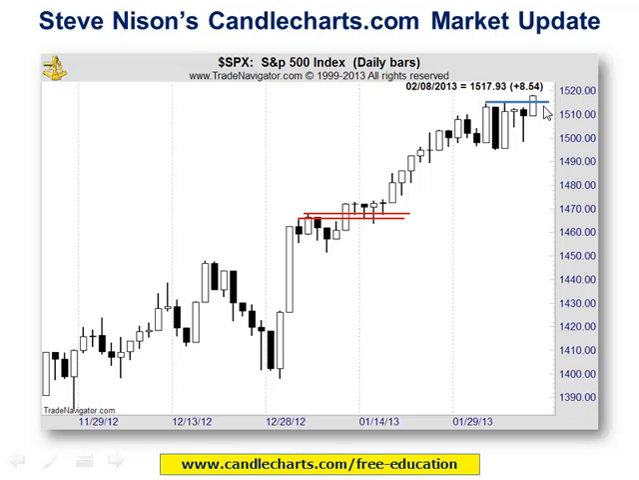If it closes under it, then the risk, I don't think it's a big downside. The risk down is to the lows that we had over the last week or two, and they were talking about the 1492 area.